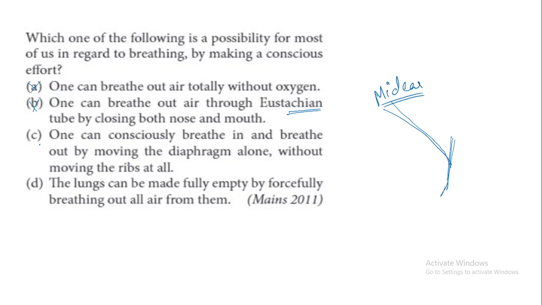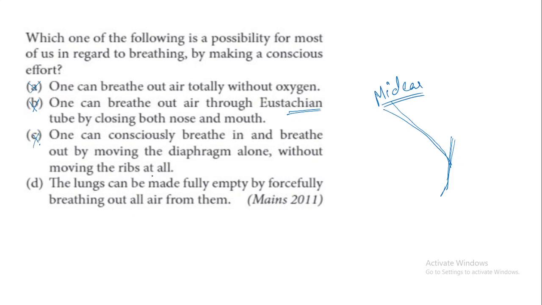Next option: one can consciously breathe in and breathe out by moving the diaphragm alone without moving the ribs at all. That also will not happen because it is an intricate physical movement. They are all interdependent on each other. Basically, the diaphragm is not a voluntary muscle. Remember that. Voluntary in the sense of being under our control. No, it is not in our control. It is involuntary, regulated by the action of breathing in and breathing out. So that is the first thing, that we cannot control it. Moreover, the diaphragm alone cannot move with the ribs staying still. So this is also not the right option.